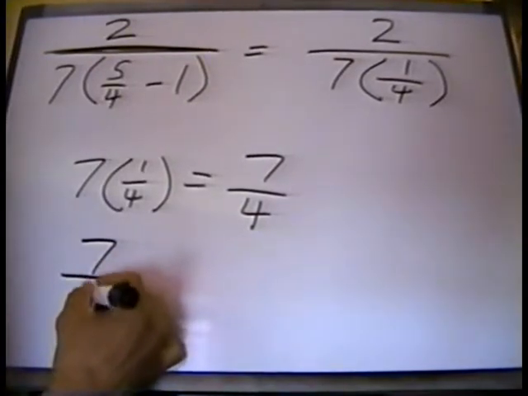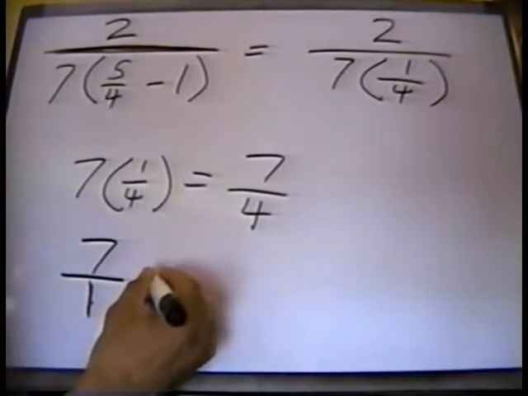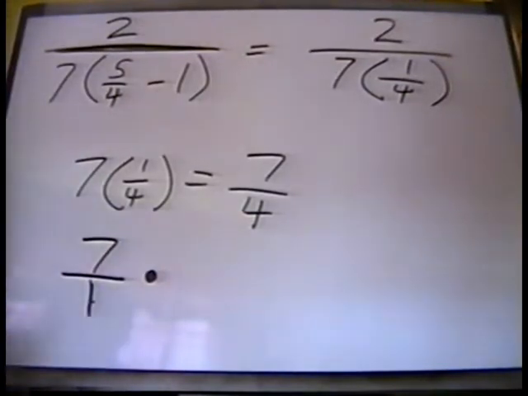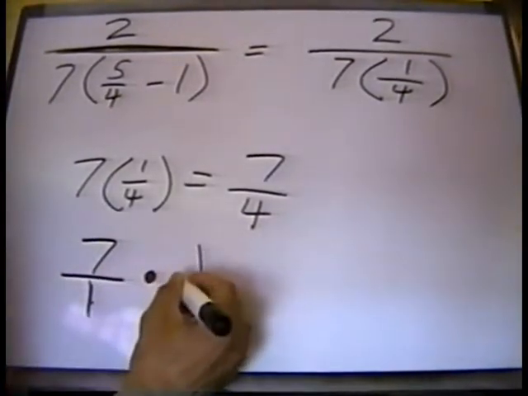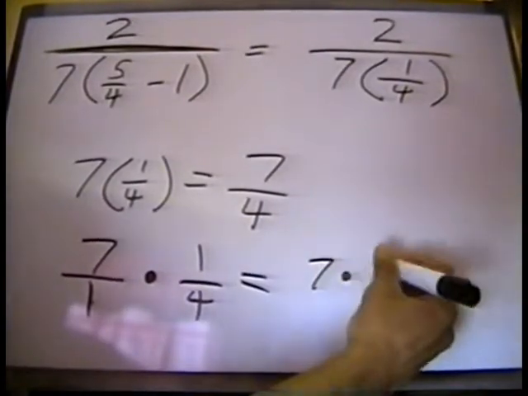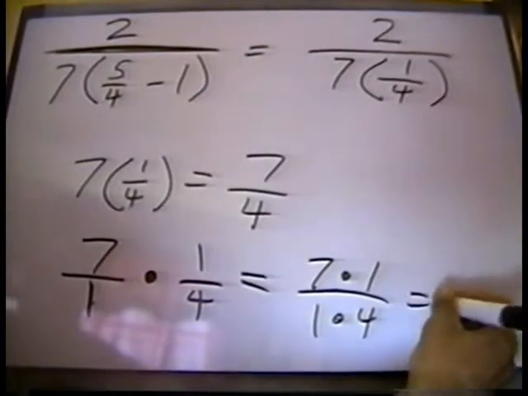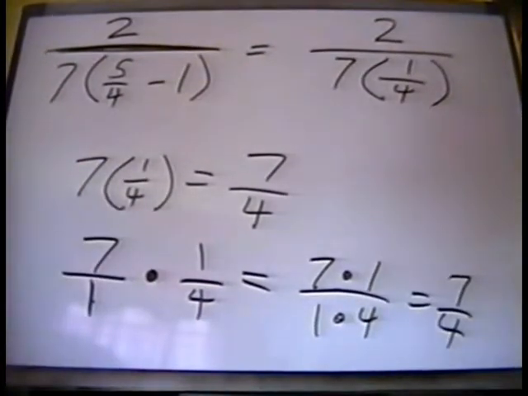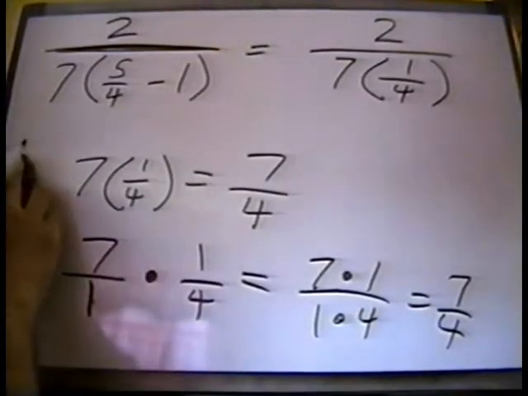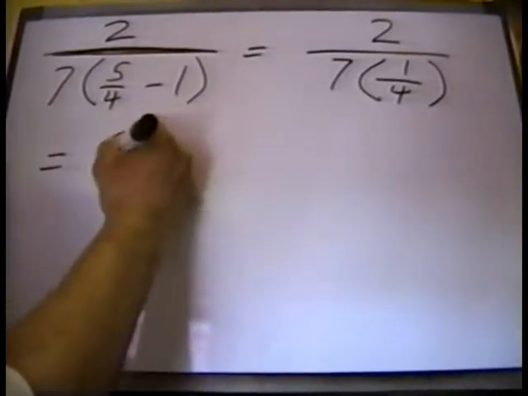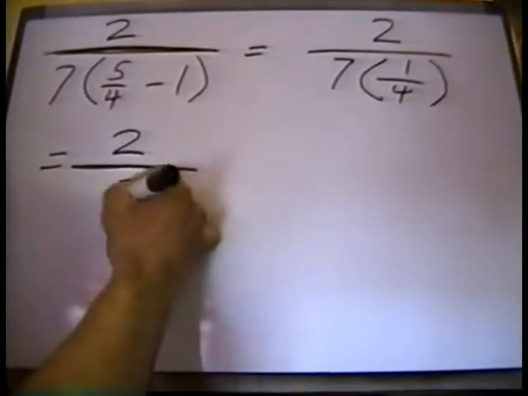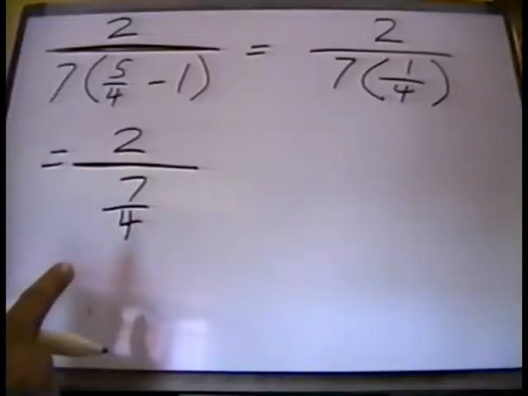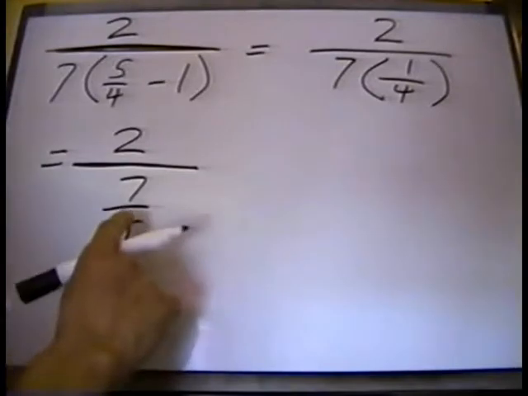Really what you're doing, you're taking 7 over 1, because 7 is equal to 7 times 1, because dividing a number by 1 does not change the number. 7 over 1 times 1 over 4 is going to give you 7 times 1 over 1 times 4, of course, is 7/4, okay? 7/4. So that equals 2 over 7/4. You got a fraction within a fraction. You got 7/4 as the denominator. Okay? Now how do you deal with this?